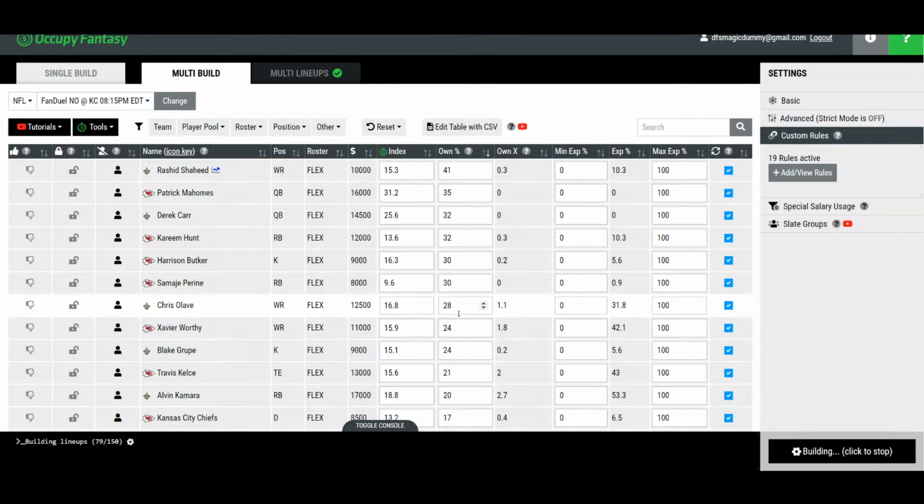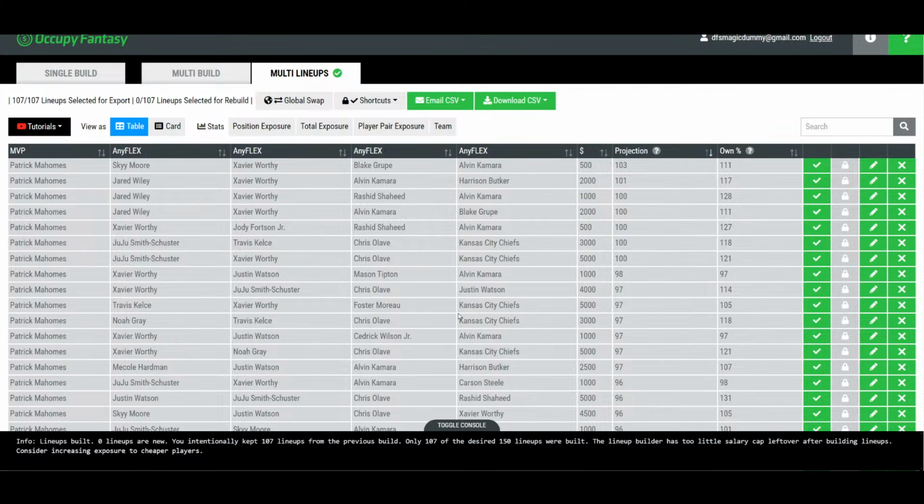So obviously it's going to keep the 107 we built. It will try to build any more. Remember, it stops sometimes for speed's sake. Fingers crossed it gets more than 107. If not, we're going to have to make some tough decisions here. Zero lineups are new. That means we are too restrictive.